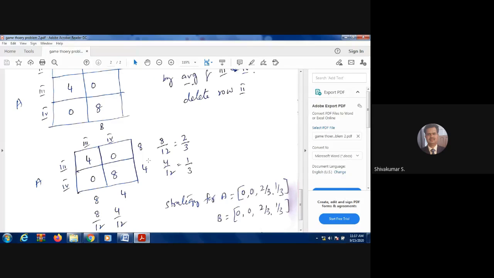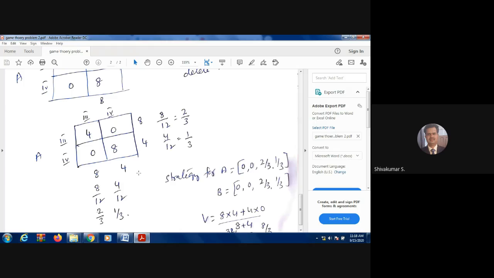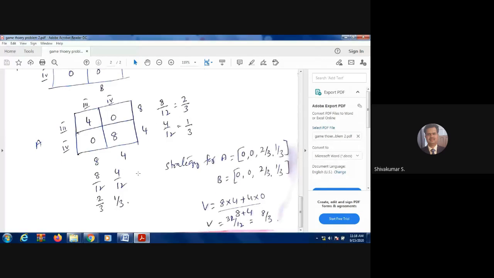Now find out the probability. That is 8 by 8 plus 4, next 4 by 8 plus 4. By simplifying, 2 by 3, 1 by 3. Similarly here also, 8 by 12, 8 plus 4, 4 by 8 plus 4, so 2 by 3, 1 by 3. These are the probabilities. You got 2 by 3, 1 by 3, and 2 by 3, 1 by 3 here.